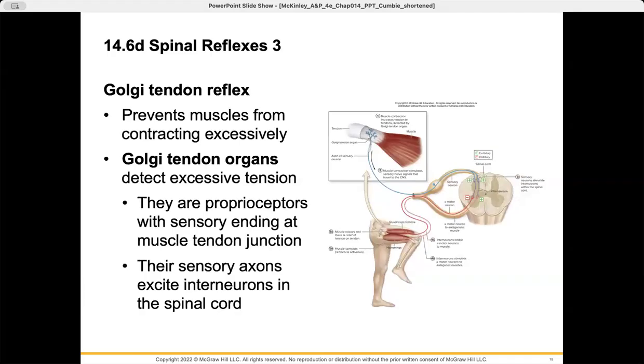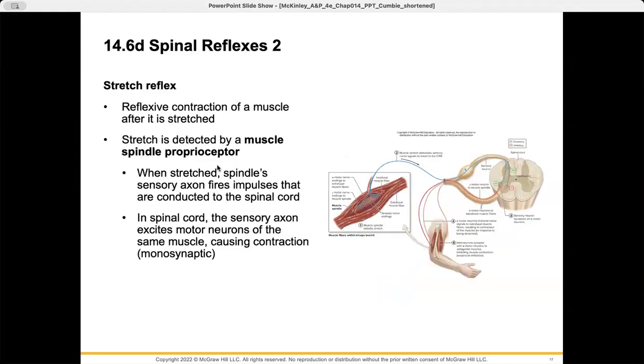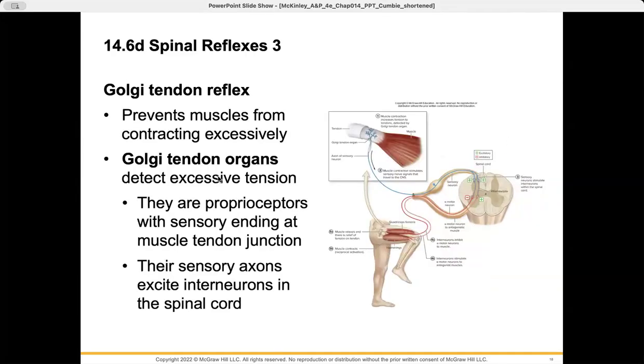Golgi tendon is a little bit different, and it does say it in the name. It is going to prevent us from overly contracting our muscles, overstretching them. And Golgi tendons, instead of being attached directly to the muscle, like we saw with muscle spindle proprioceptors, are attached to the tendons, which are connecting the muscle to the bone. So both of these are for prevention of overstretching or overcontracting of our muscles.